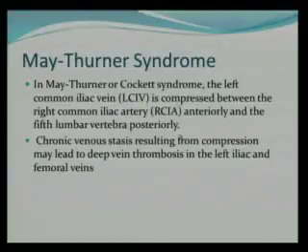In May-Thurner syndrome or Cockett syndrome, the left common iliac vein is compressed between the right common iliac artery anteriorly and the fifth lumbar vertebra posteriorly. Chronic venous stasis results from compression and may lead to deep venous thrombosis of the left iliac and femoral veins. So when you're on ultrasound rotation and the patient keeps coming back with left lower extremity venous thrombus, keep in mind why only one extremity is being clotted again and again, not the contralateral extremity. That time the patient should go for a CT venogram.